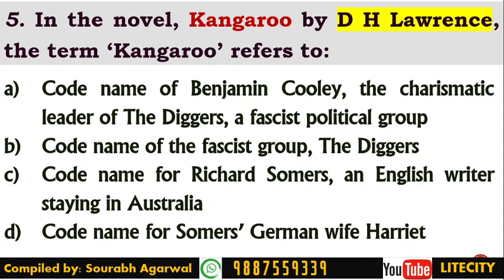And the answer for this particular question is: Kangaroo refers to Benjamin Cooley, the charismatic leader of the Diggers, and because of his charismatic personality, this particular English writer Richard Somers is attracted towards his, we can say, fascist activities and later gets entangled.